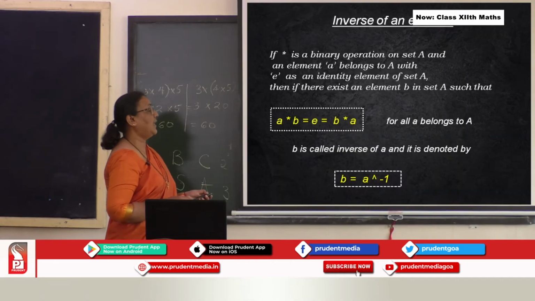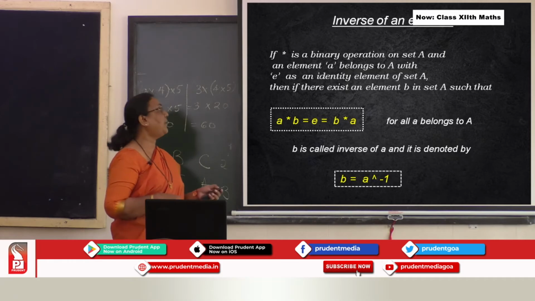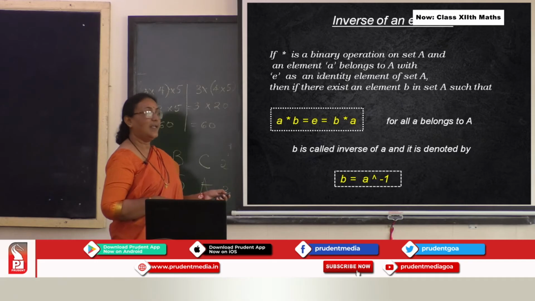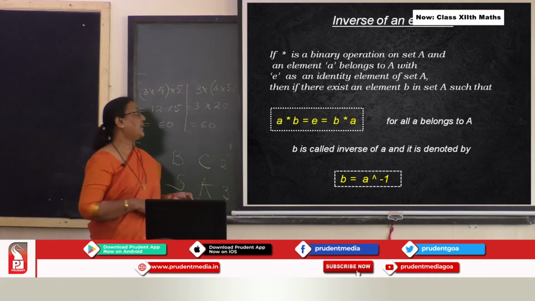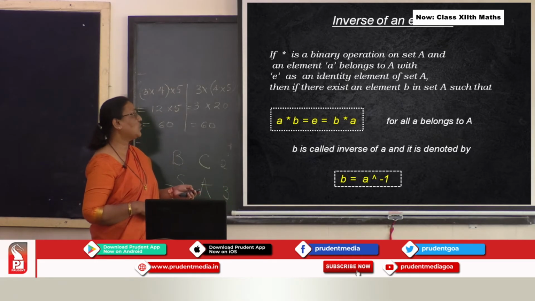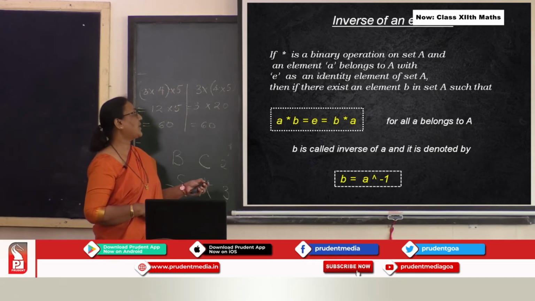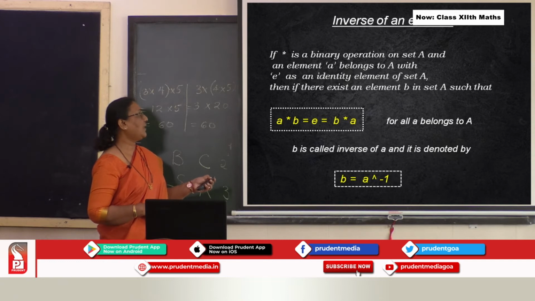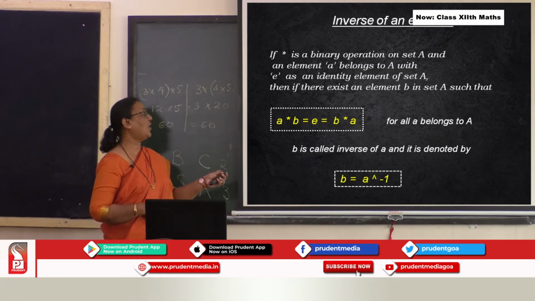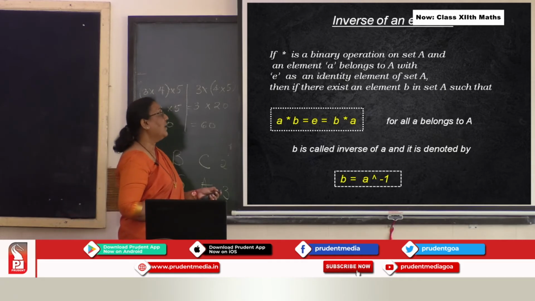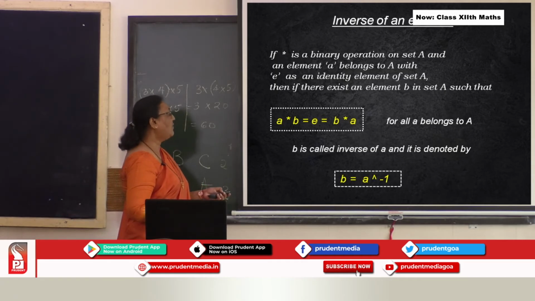E is an identity element. Then there exists one more element, A. There exists an element B in the same set such that A star B equals E equals B star A. If you change the order, if you are operating A and B and you are getting the identity element, or you are changing the order, B first and A afterwards, and both sides' answers are the same, then B is called the inverse of A.